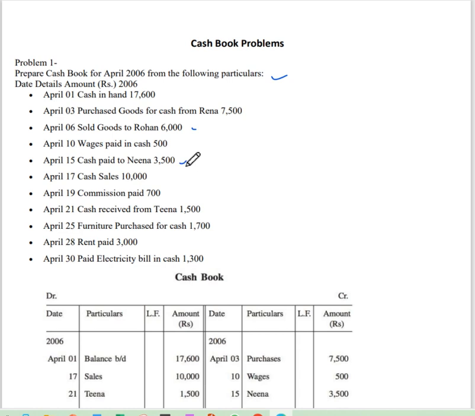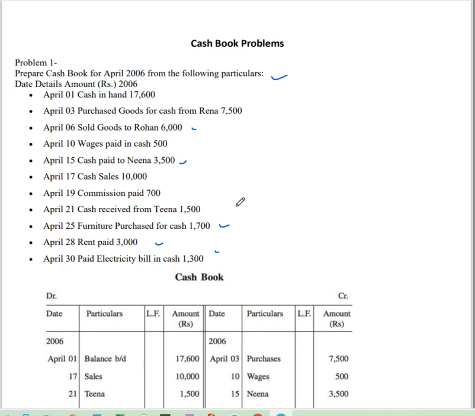April 17th, cash sales 10,000. April 19th, commission paid 700. April 21st, cash received from Tina 1,500. April 25th, furniture purchased for cash 1,700. April 28th, rent paid, even if they have not specified anything, that is a cash transaction only. So rent paid rupees 3,000. April 30th, paid electricity bill in cash 1,300. These are the transactions given for the month of April 2006. We have to prepare a single column cash book.